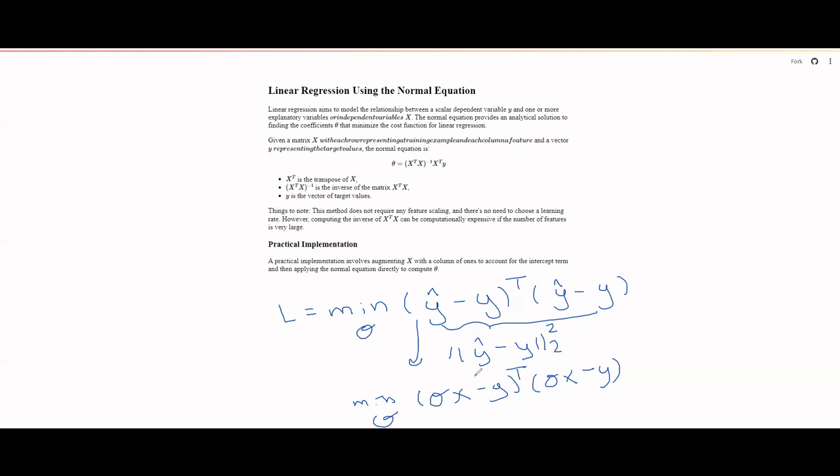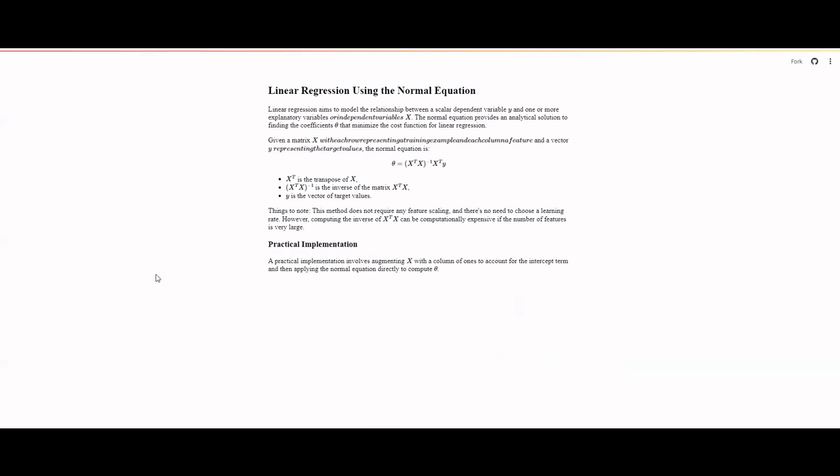X and Y are inputs. They're supposed to be known, they come from data. You have no power over them. But you want to minimize these two things. Now, from here, from this minimization is where the theta comes from.